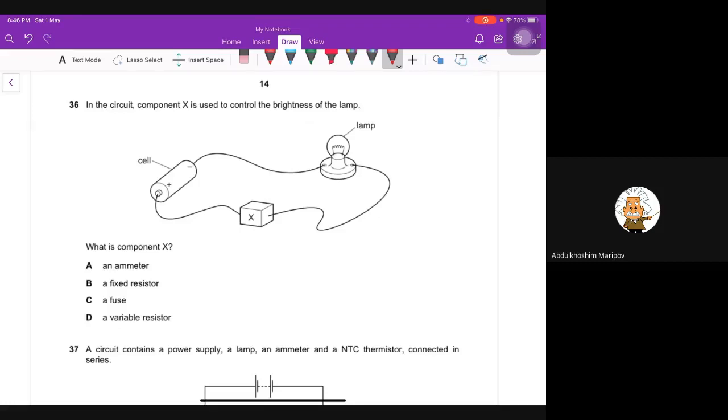36. In a circuit, component X is placed to control the brightness of the lamp. This is a resistor, it controls the brightness. Ammeter? What is the component X? X is a resistor, guys. Ammeter is not a resistor. Fixed resistor? Fuse? No, a fuse will burn out. It's a variable resistor, guys. If you remember, a variable resistor has 2-3 options. You will increase the amount of current manually. You will switch it.